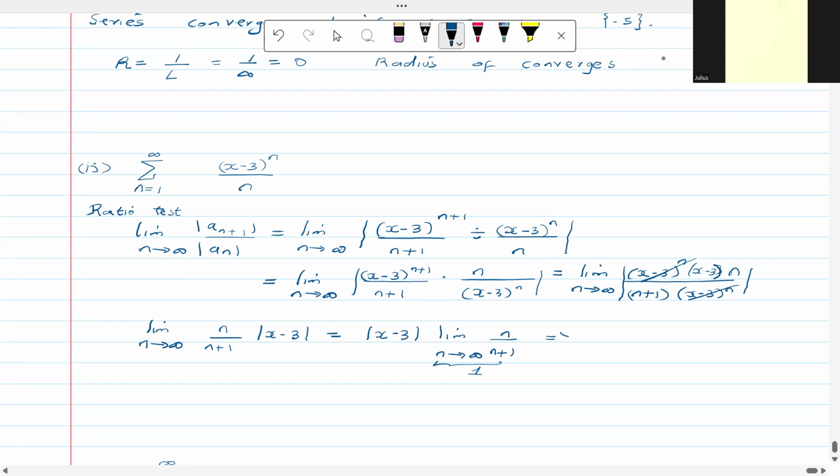For this to converge, the absolute value of x minus 3 has to be less than 1 for convergence. So we can write this in the form minus 1 less than x minus 3 less than 1. Then solving for x, we have that x is greater than 2 and less than 4.